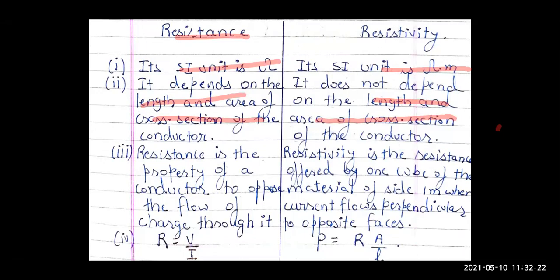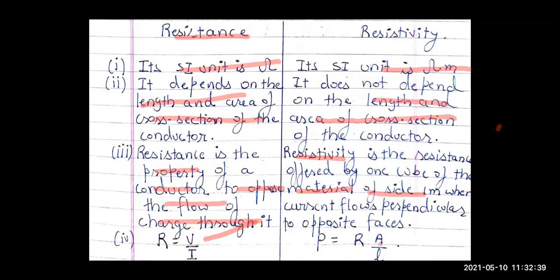Resistance is what? It is a property of a conductor to oppose the flow of charge through it. And what is resistivity? Resistivity is the resistance offered by a cube of material of side 1 meter when current flows perpendicular to the opposite faces.